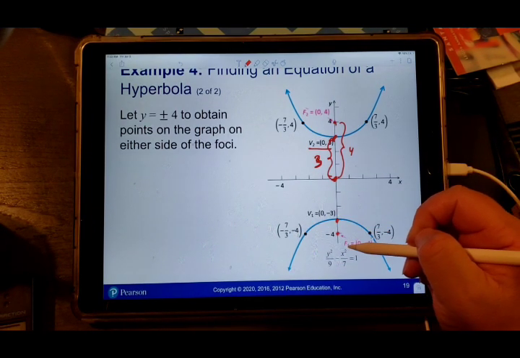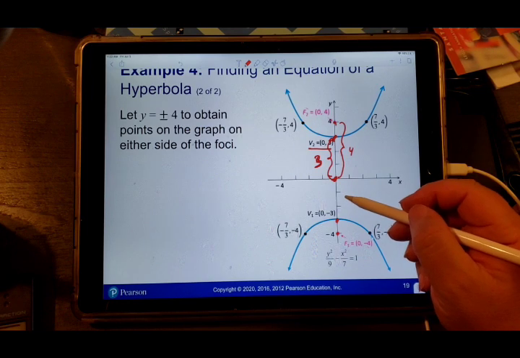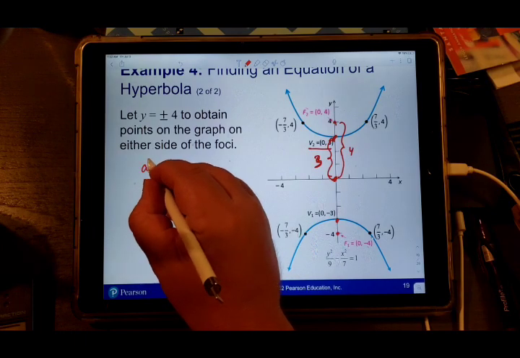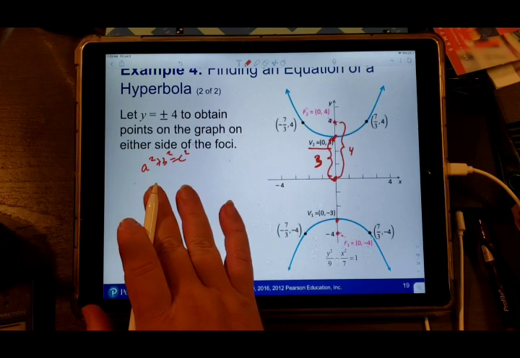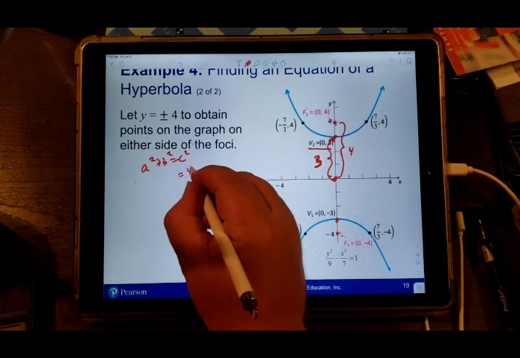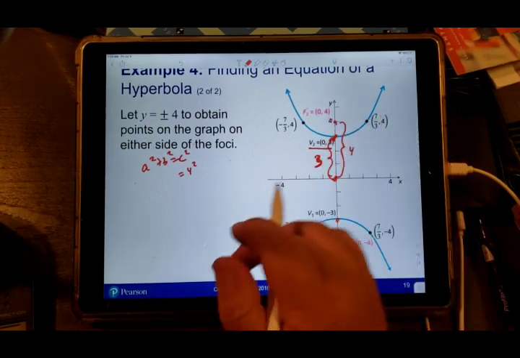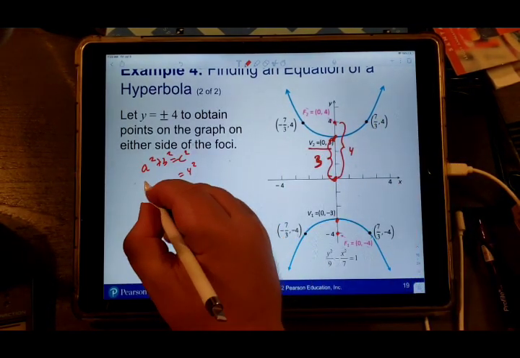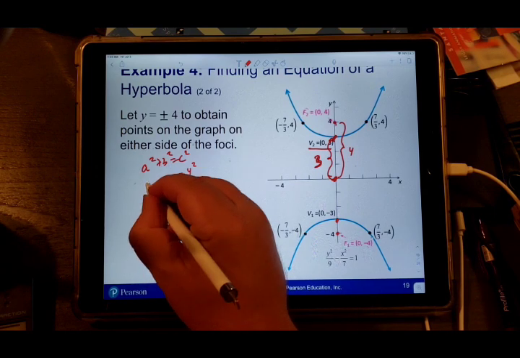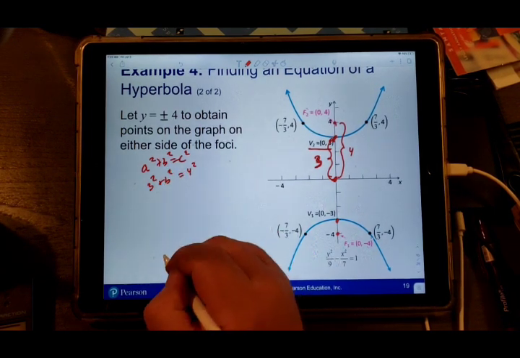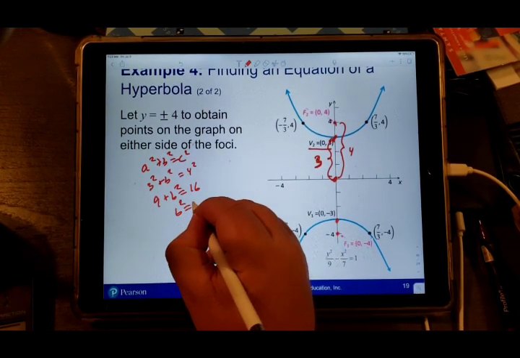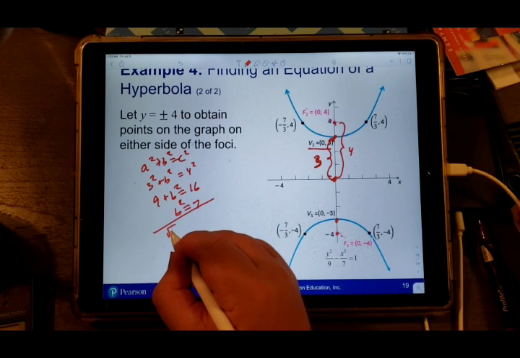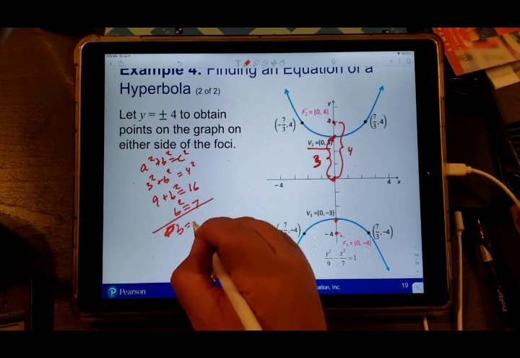I have that point. I'm really bold about graphing it already, but you know what I would do? I would substitute what I know. Remember, c squared, c is that measurement. A is this measurement. 9 plus b squared equals 16. I get b squared equals 7. And that's also true that b is equal to the square root of 7.